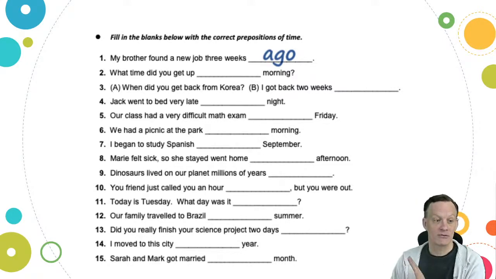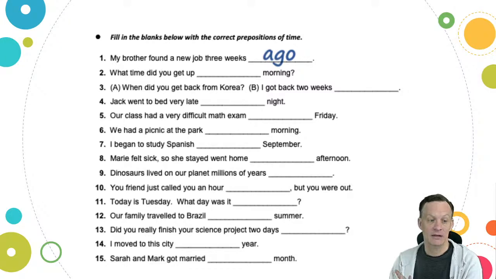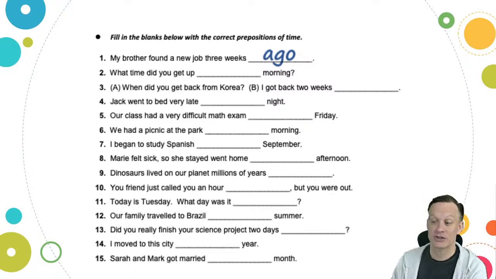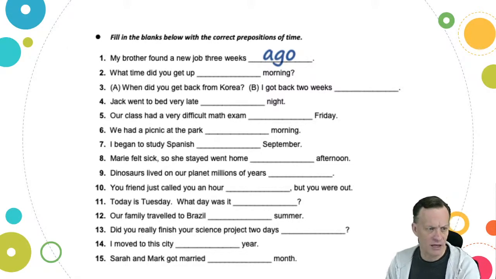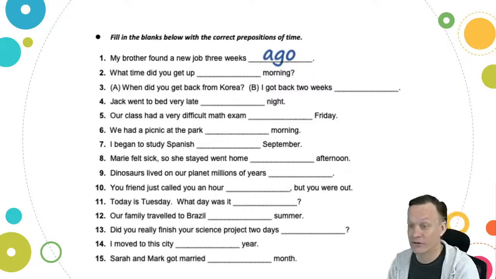Very good, Enrique. Okay. Number 8, Marie felt sick, so she went home. Well, she stayed or she went home yesterday afternoon. Number 8. Did somebody say number 8? V mentioned this afternoon, but yesterday afternoon. Number 9. Dinosaurs lived on our planet millions of years. Nobody answered number 9.